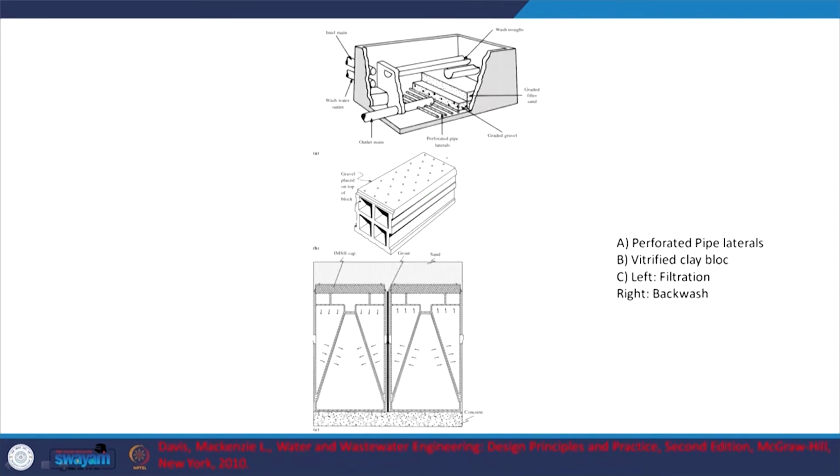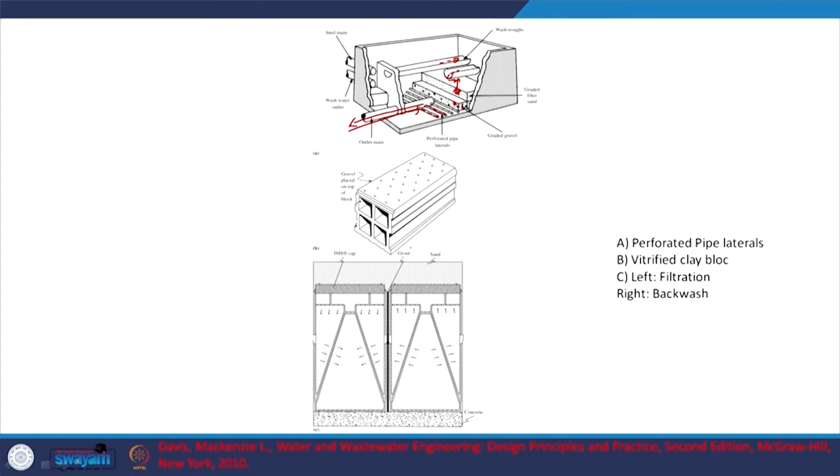This is something that we already looked at: wash troughs, inlet main, and I guess you see this filter sand, graded gravel, and then perforated pipes, because the water will then pass through these perforated pipes and go through the outlet. During backwash, obviously in the reverse direction, and this is going to lead to an expansion in your filter bed, and then that water will be removed through these wash troughs.